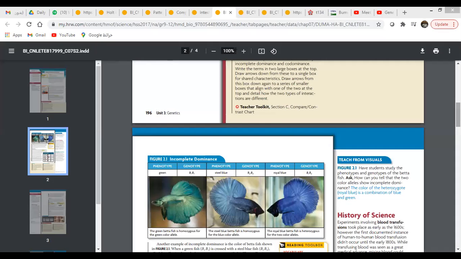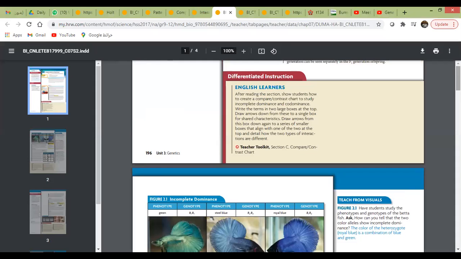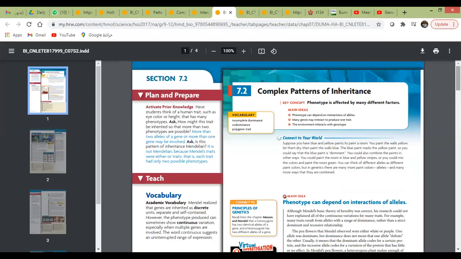Last time we started with this section, complex patterns of inheritance. Today we are going to make a quick revision for this section. Then we have to start with a new lesson, which is section 3 and chapter 7. Okay. First of all, let's make this quick revision.